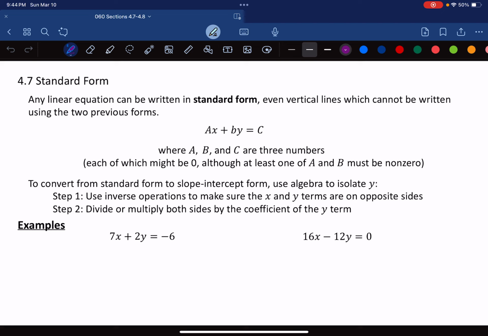In standard form, we have ax plus by equals c, where a, b, and c are three numbers, any three numbers, positive, negative, fractions, decimals, anything like that, including zeros. Each of them can be zeros, although at least one of a and b must be non-zero. They both can't be zeros, because then you'd be just left with c.